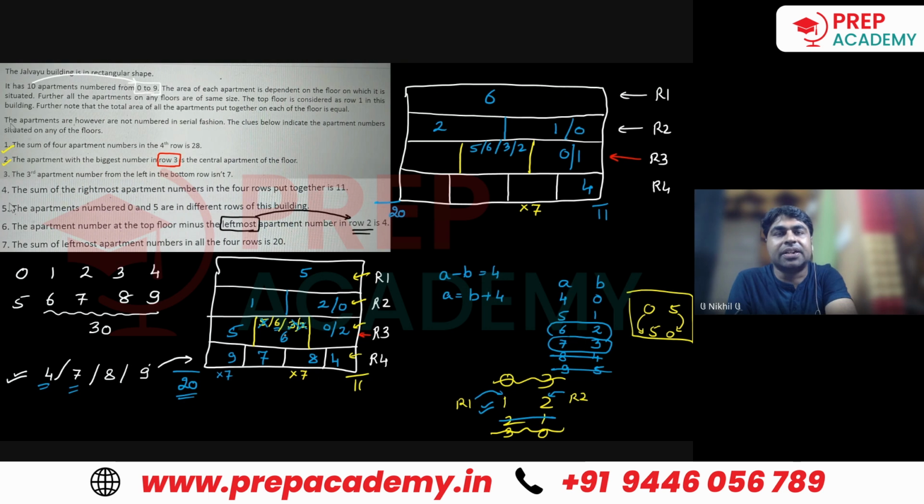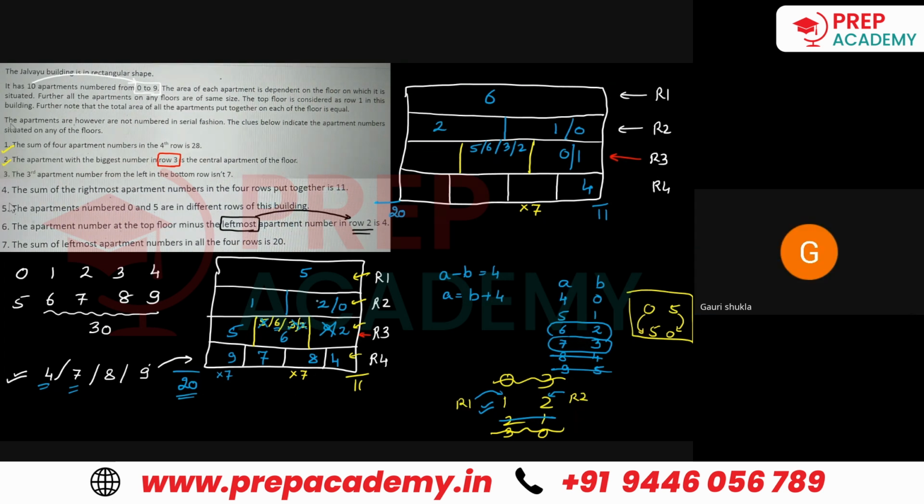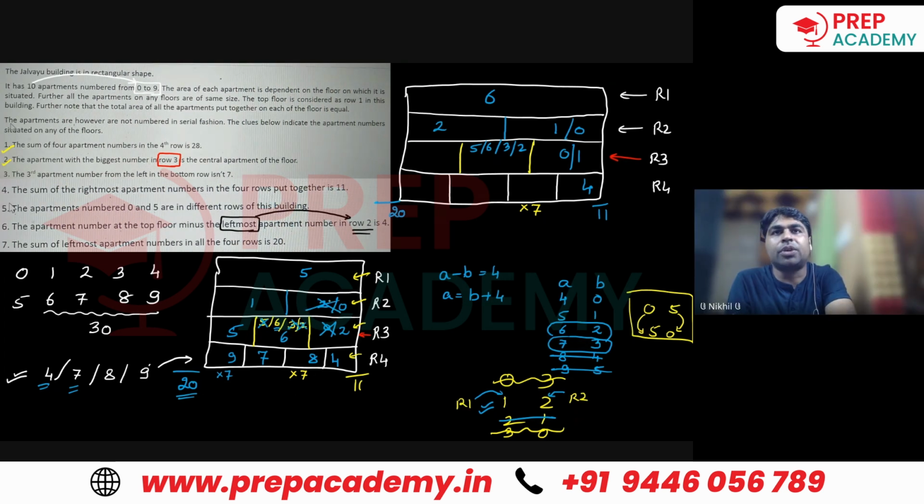And if 6 is here, then 2 has to be here because 0 and 5 cannot be on the same floor. Understood? Okay, okay. Yes. So if 0 is not here, then 2 is not here. So this is 2, this is 0.